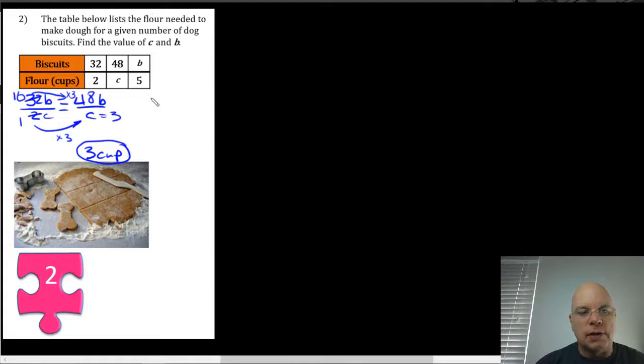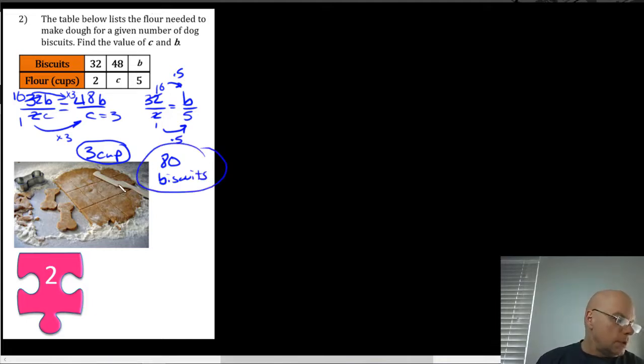For the second question, we could start again with our 32 over 2 is equal to B over 5. And that 32 over 2 simplifies to 16 over 1. There's a scale factor of 5 going this way. So 16 multiplied by 5 is 80. So 80 biscuits. C is 3 and B is 80.